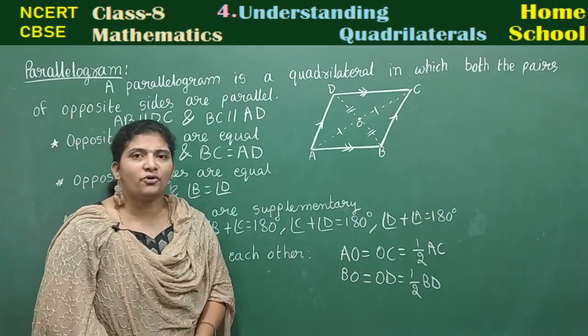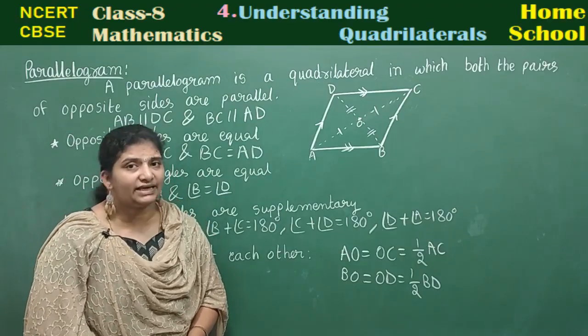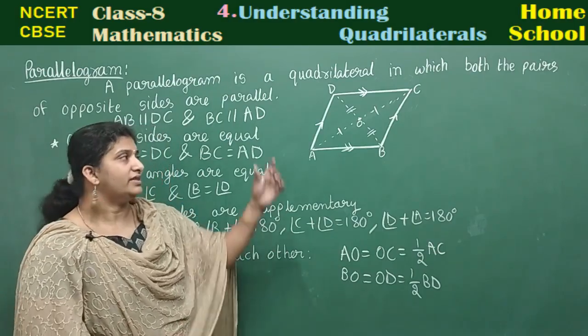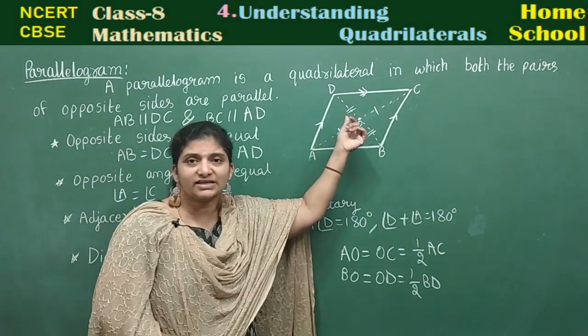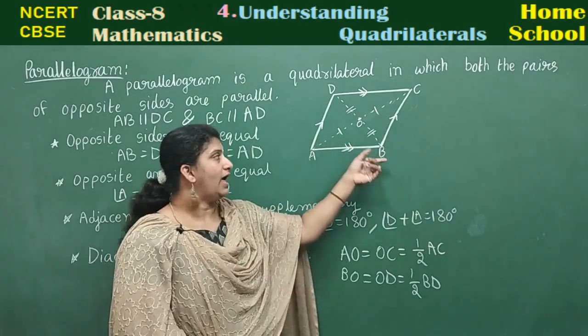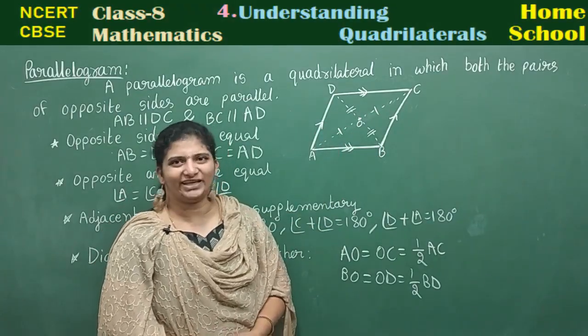And your last point, diagonals bisect each other. When diagonals bisect each other, these two diagonals are going to intersect at a point O. When they bisect, AO is equal to OC and BO is equal to OD.